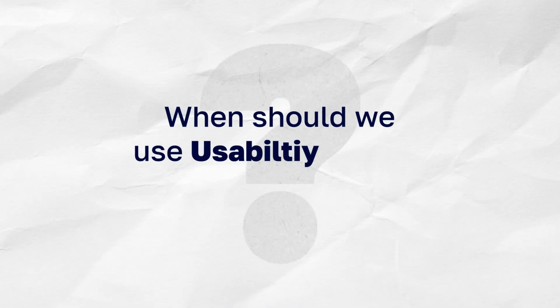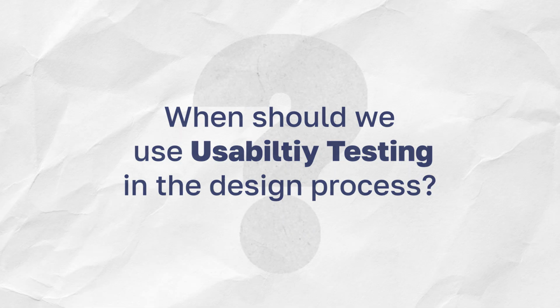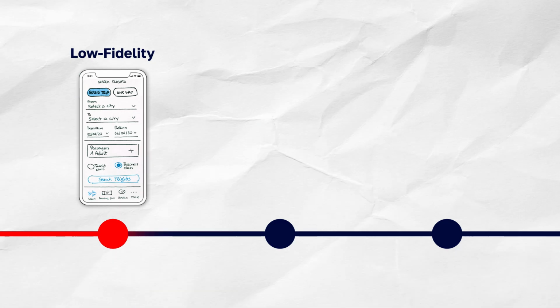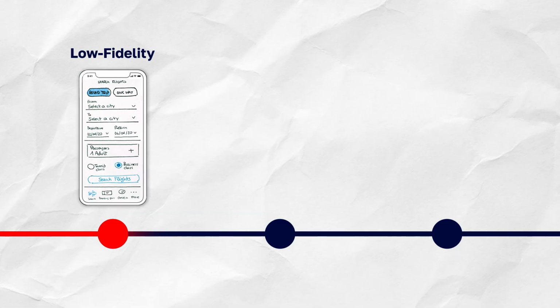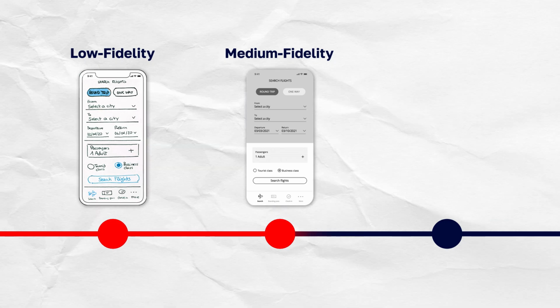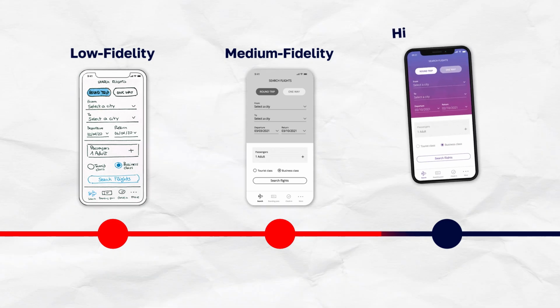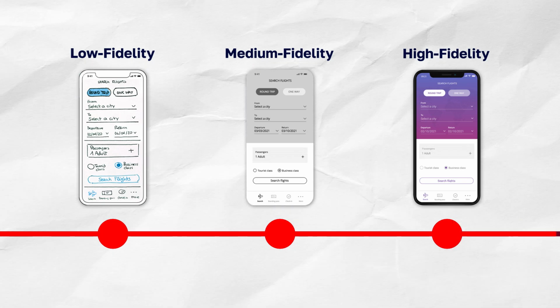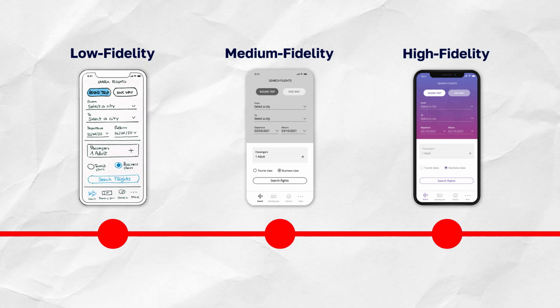When should we use usability testing in the design process? Early. Always start as early as you can. It doesn't hurt to test during different stages of the design process. Test with low fidelity prototypes to catch big issues before investing more time and resources into your product. Then, test using medium fidelity prototypes and improve the product based on user feedback. And finally, conduct usability tests using the final design to ensure the product is ready for launch with no UI UX flaws.